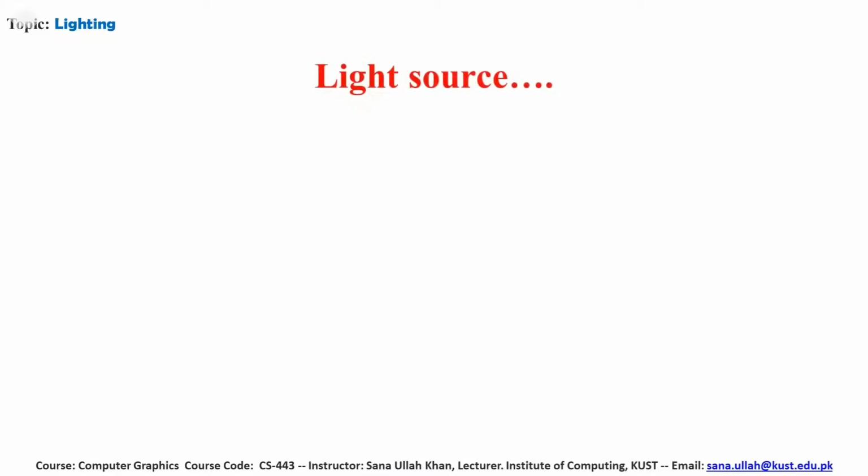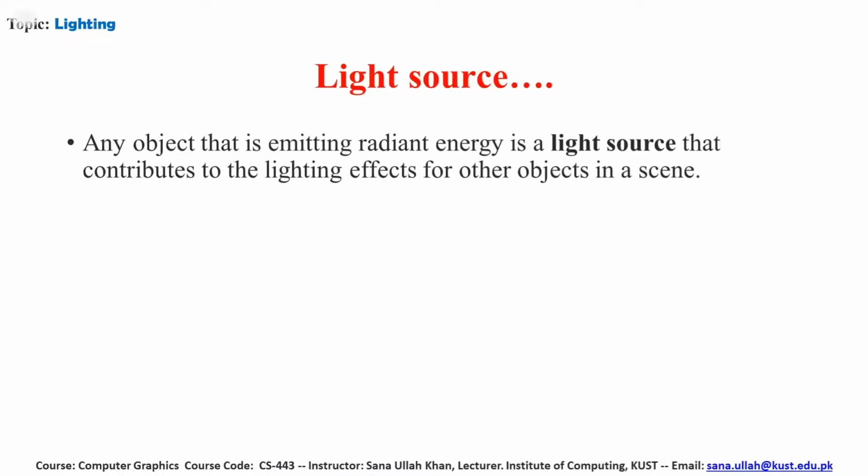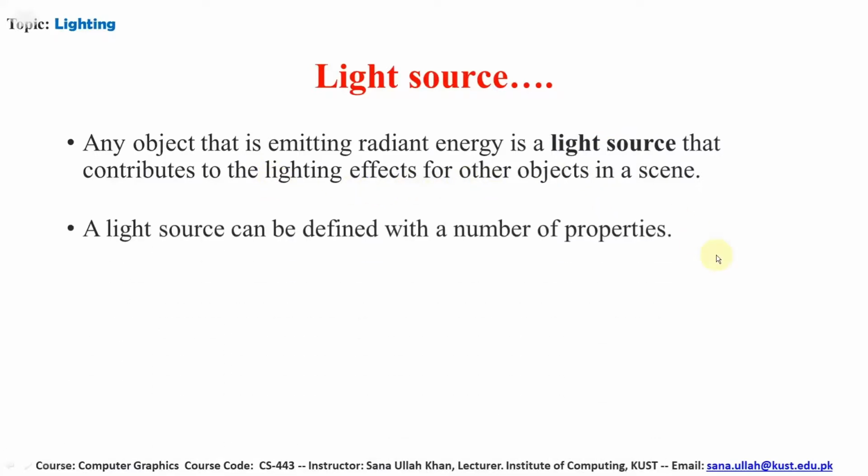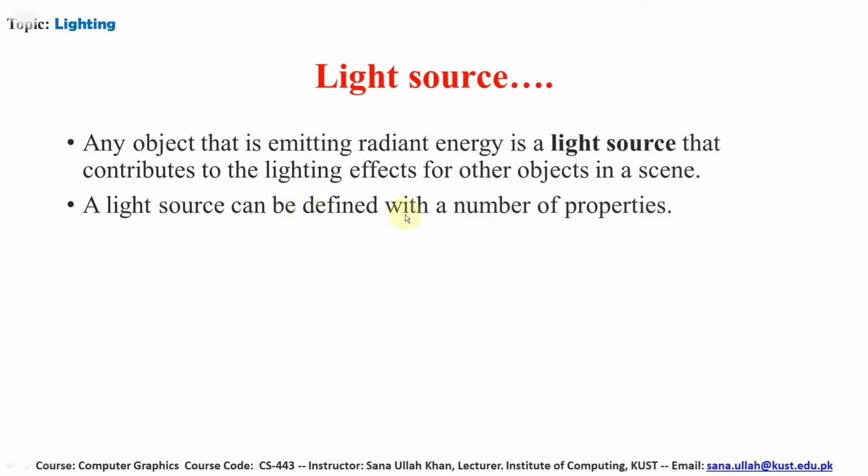So the light source is another main important topic. What is meant by a light source? Any object that is emitting radiant energy is called a light source, like a light or the sun. So that contributes to the lighting effects for other objects in a scene. A light source can be defined with a number of properties. These properties include position. What is the position of the light source?